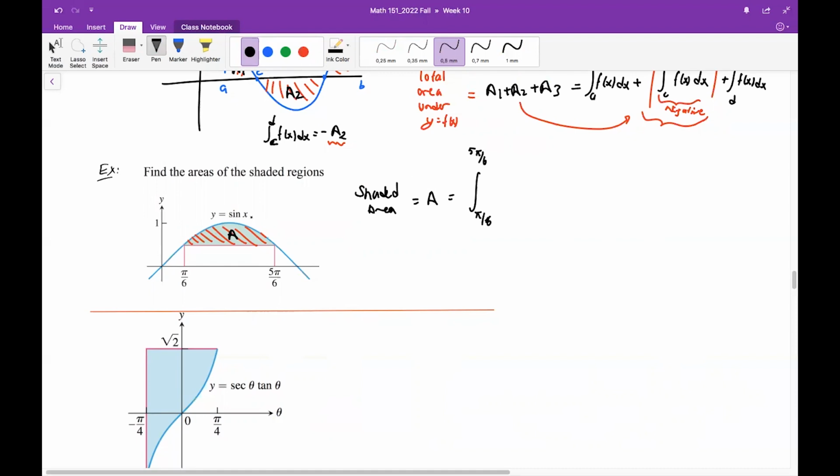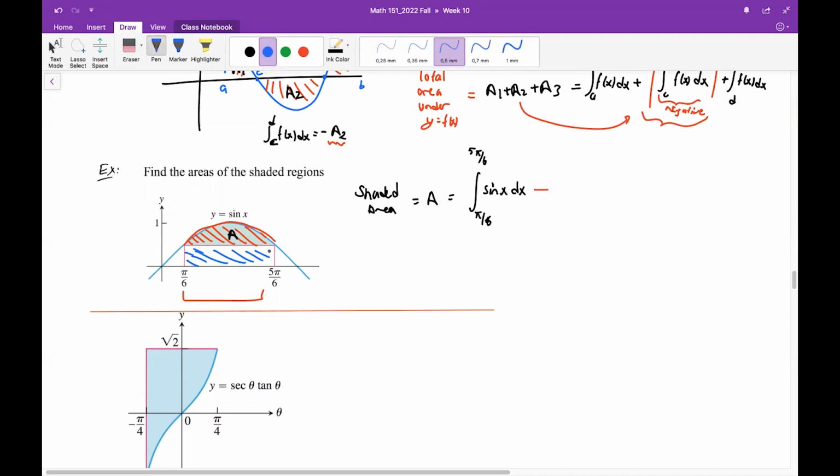The integral of this function, sine x dx. Okay, what is this definite integral? It will give me the whole total area over this interval. The area under this curve is this whole shaded area, but I just need this part of it. That's why from this total area, I need to subtract the area of this rectangle.